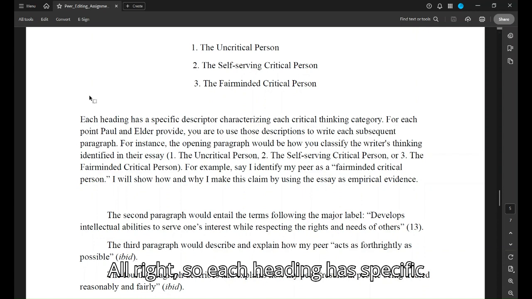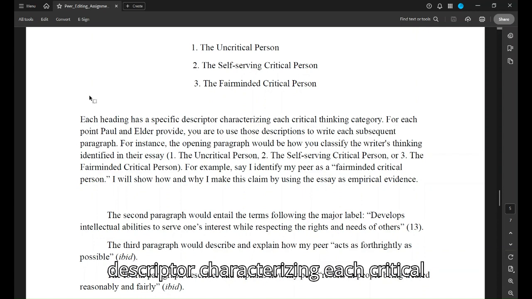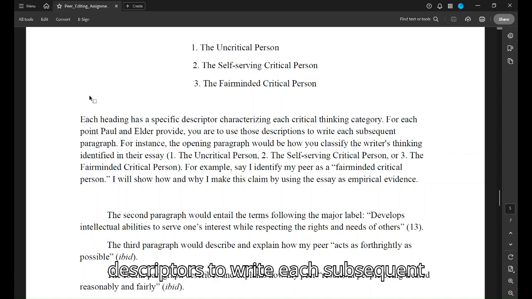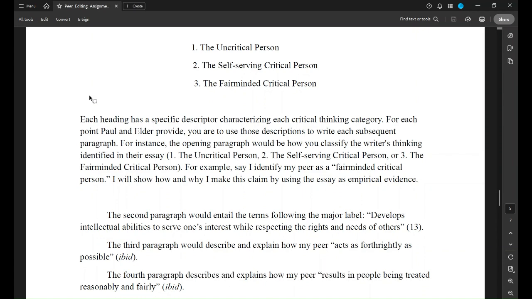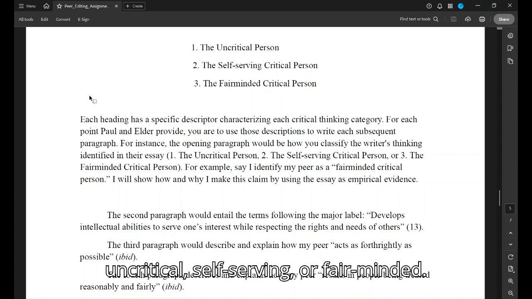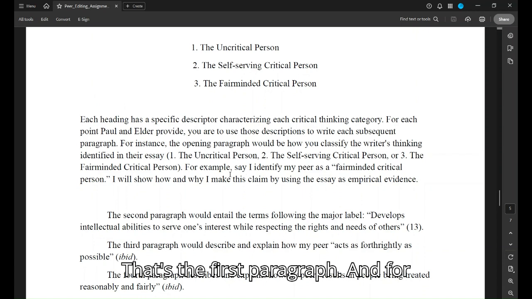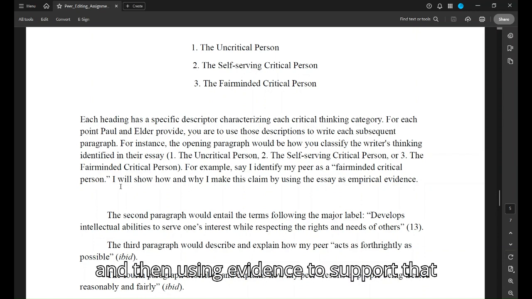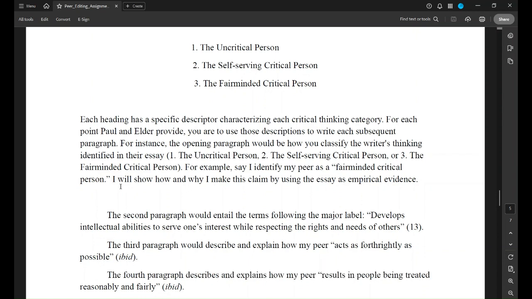All right, so each heading has specific descriptors characterizing each critical thinking category. For each point Paul and Elder provide, you are to use those descriptors to write each subsequent paragraph. For instance, the opening paragraph would be on how you classify the writer's thinking: critical, uncritical, self serving, or fair minded. That's the first paragraph. And for example, I say I identify my peer as a fair minded critical person, and I will describe and explain why I make that characterization about the essay. All right. And then using evidence to support that claim from the essay.